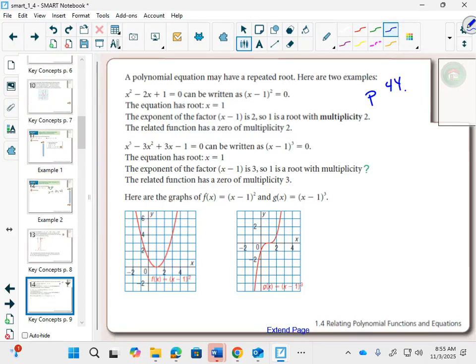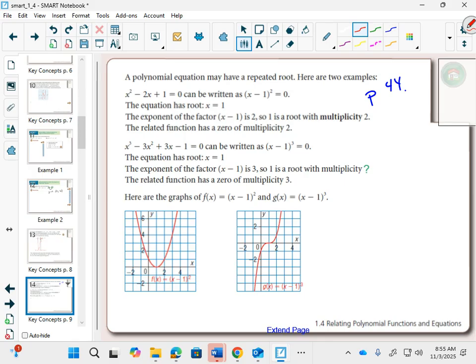This is on page 44. And we're going to start off with looking at x squared minus 2x plus 1. Here it is. It's a parabola, which when you factor it is x minus 1 squared. And using your transformations unit, does it make sense that that would be a parabola shifted 1 to the right?